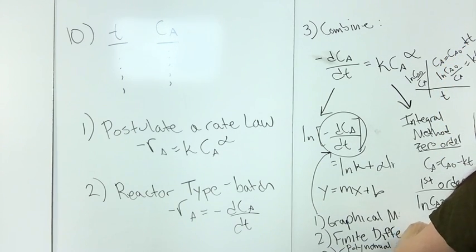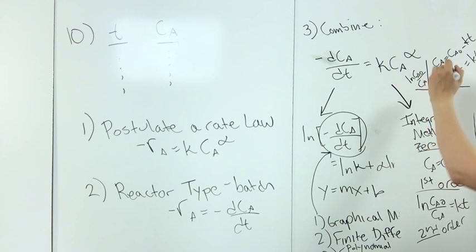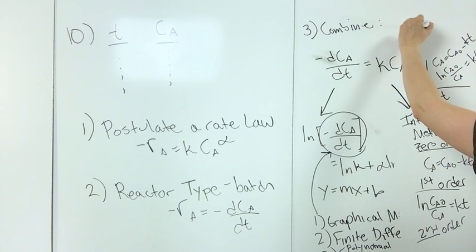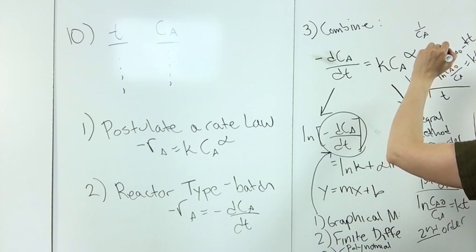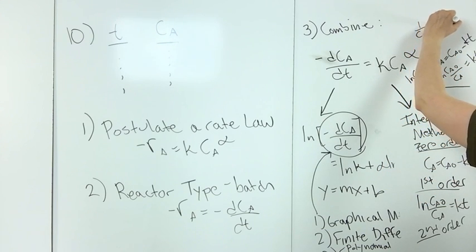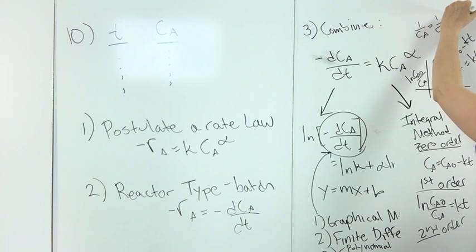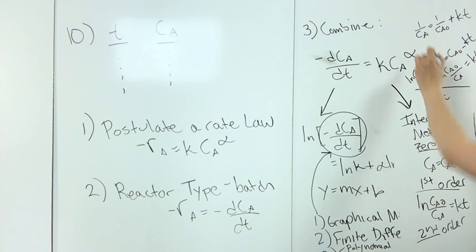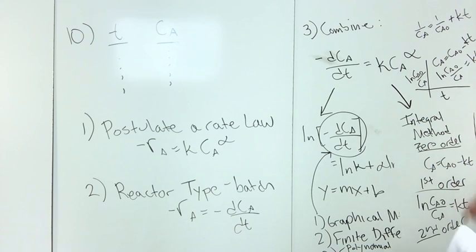And then I'll just write down the second order. So the second order was 1 over Ca is equal to 1 over Ca naught plus Kt. For this one, you would plot 1 over Ca versus t, and with that, you should also end up with a straight line. Basically, the point is, if you don't end up with a straight line, then you know that you guessed alpha wrong. So then you would have to go back and try another one.